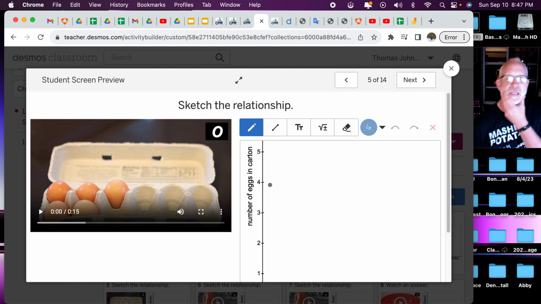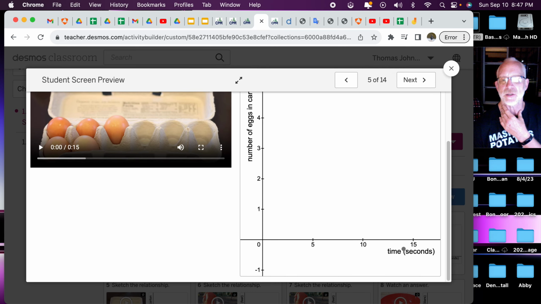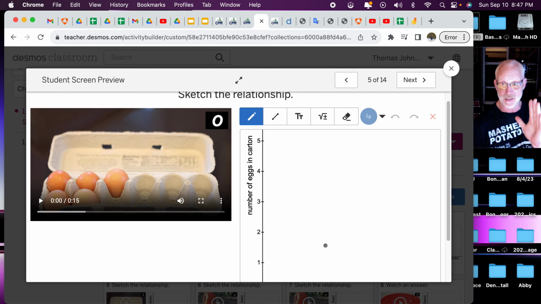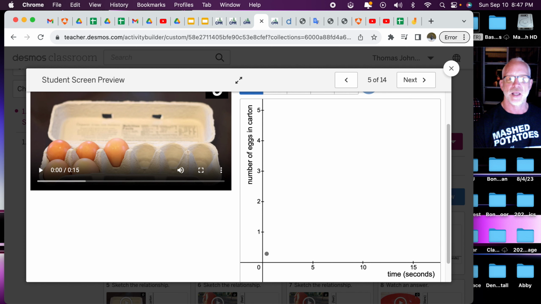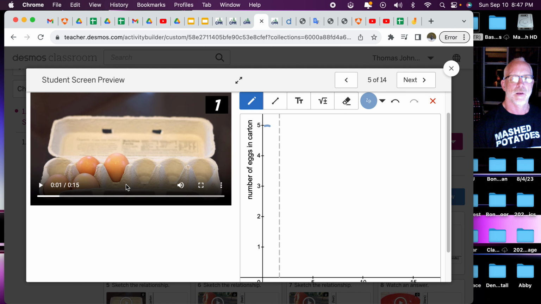Next, we said how many eggs are in the carton over time. So it was eggs on the y-axis, time on the x-axis. And at 0, we're starting with 5 eggs. So we should probably start right there. Let's see what happens here. All right, at 1 second, we went down to 4.